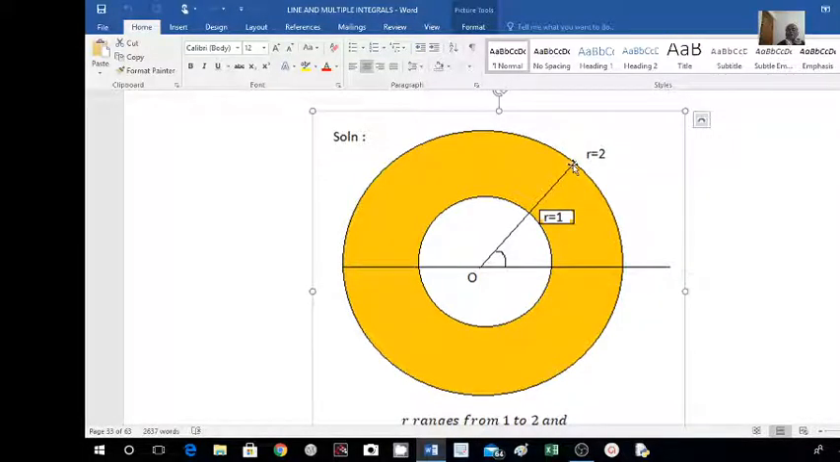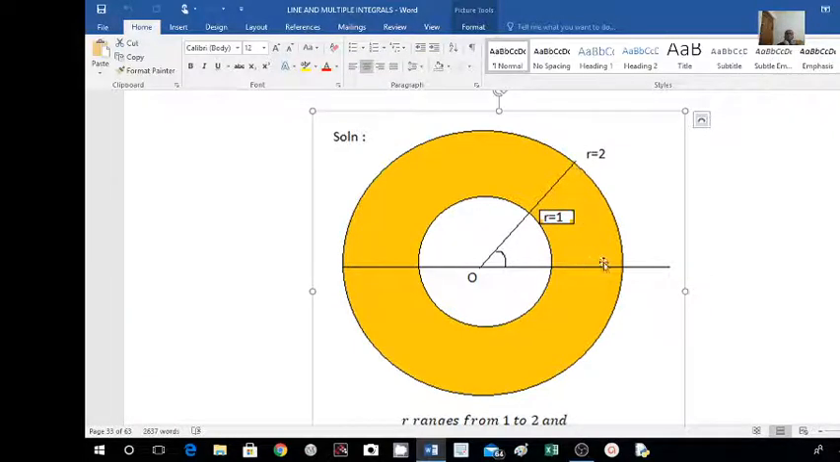At this point, what is the value of r? It is equal to 2 because this is the radius of the second circle, and this is the radius of the first circle. So r ranges from 1 to 2 because I have to go to this yellow portion, right? This is the area of my region of integration. So the limits of r are from 1 to 2.